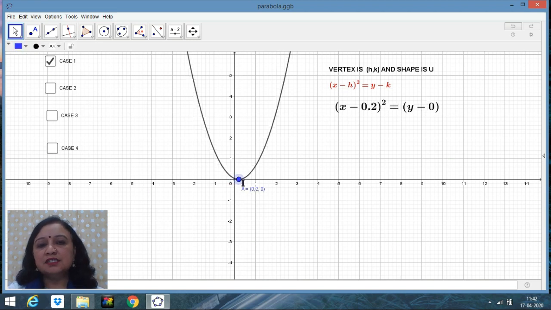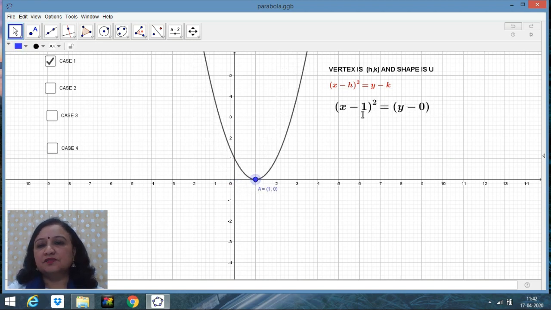But I am using the GeoGebra app, so I can show you the various graphs in this app. Now just see. If I shift the vertex, the equation is (x minus 1) whole square is equal to y minus 0. Y is linear with a positive coefficient, plus sign is there, x is quadratic. So I can very easily correlate it with the first standard form of the parabola. h is 1 and k is 0. So I know the turning point is (1, 0) and the shape is U.